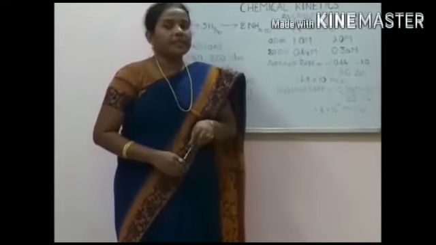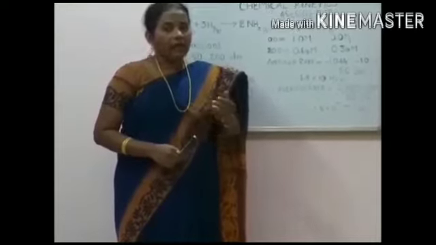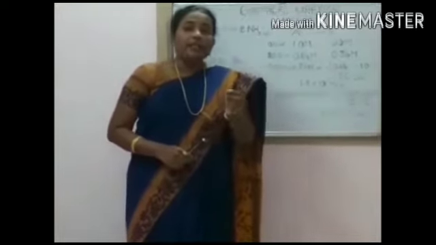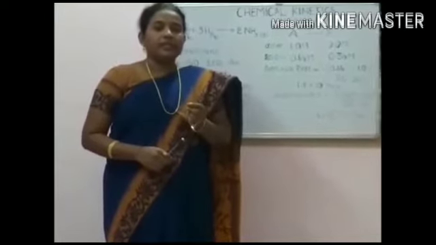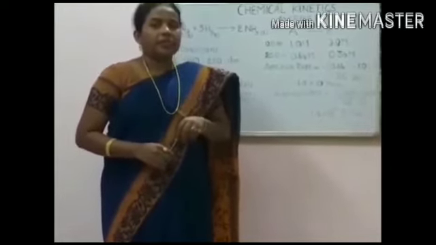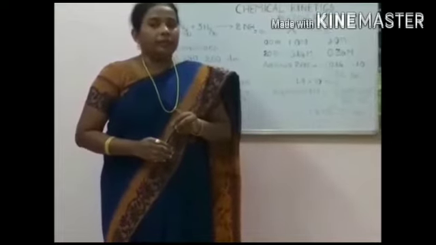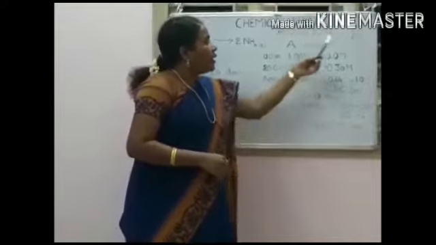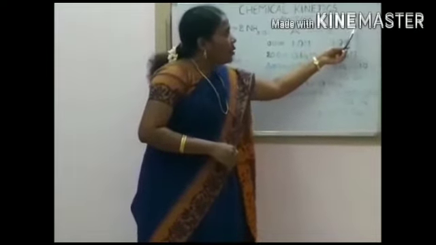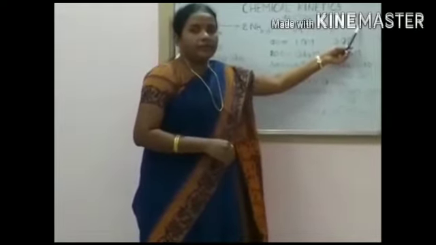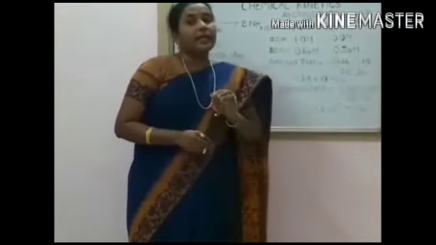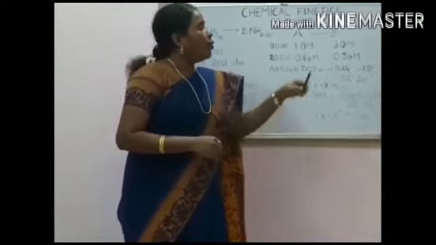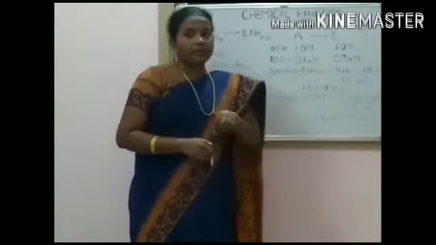Now let us understand what is meant by average rate of reaction. Basically, average rate of reaction gives us the rate of the reaction over an interval of time. Average rate is expressed as delta x divided by delta t. Delta means a large change. So, delta t means over a large interval.